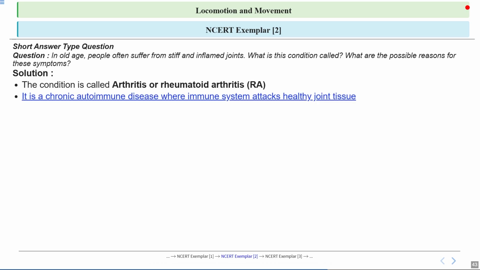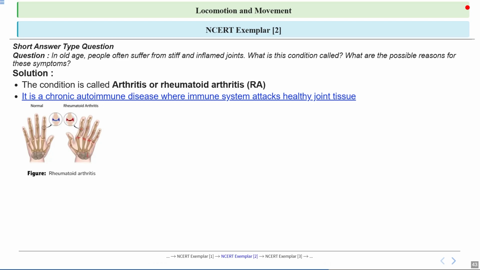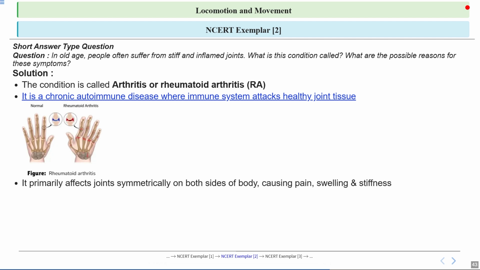Now the condition is a long-term, or we can say chronic, autoimmune disease, meaning the body's immune system mistakenly attacks its own healthy tissues, or we can say healthy joint tissues, leading to inflammation and damage over time. So you can see the picture which is showing the condition of arthritis. So it primarily affects joints symmetrically on both sides of the body, causing pain, swelling, and stiffness.